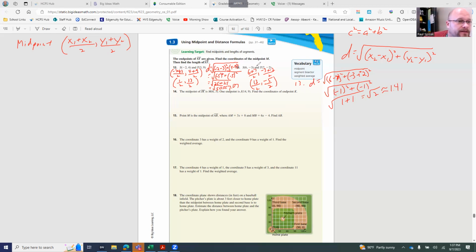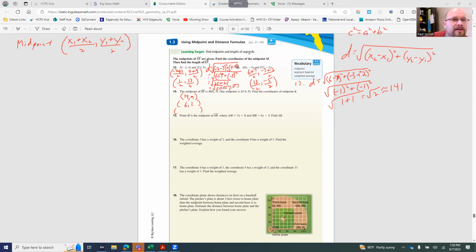Now, on 14, they give us the midpoint and they give us an endpoint. This is where we can do the snowman method. I talked about the snowman method before. I'm going to build myself a snowman using my parentheses. The endpoint that we know goes in the top, 14 and 9. The midpoint goes in the middle, 6, 3.